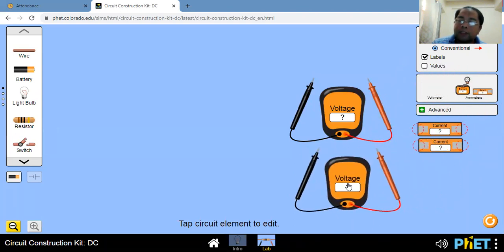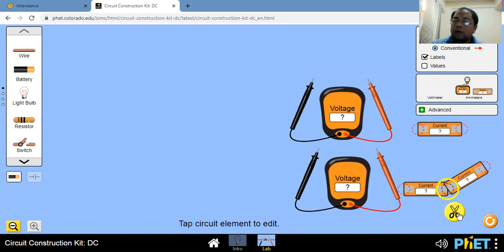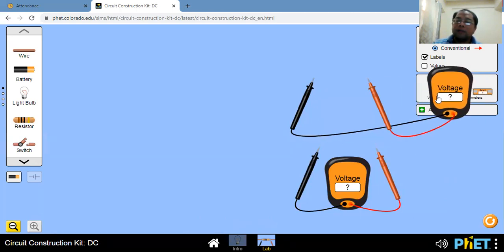It seems that for the voltmeter, only two can be used. I think maybe because of the limited area of the interface, but I think the ammeter, you are allowed to use several ammeters here because the ammeters are quite small. So you can simply drag them back and return them when you don't need them. So you can put them back.